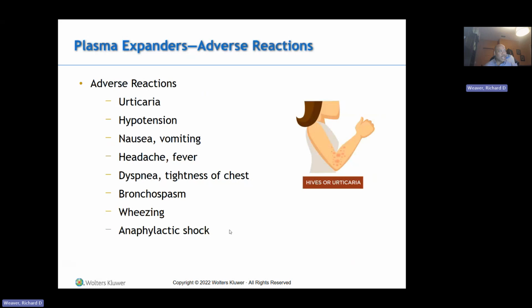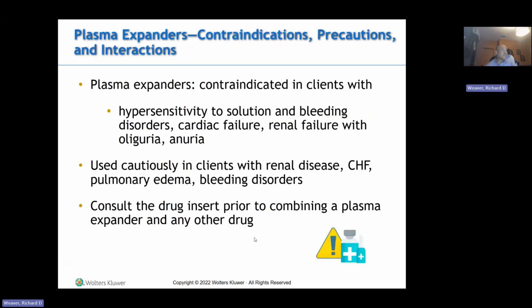But these are the reactions that can occur with the plasma expanders, because the plasma is coming from another human being, right? And so coming from another human being, just like blood, it can cause a reaction for that patient.